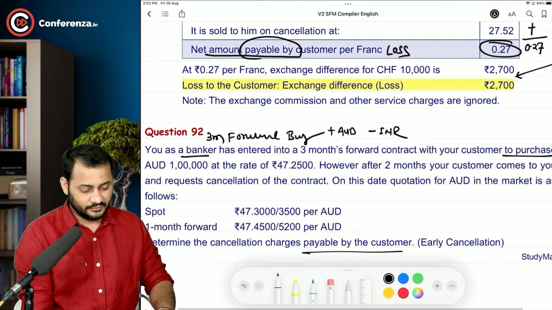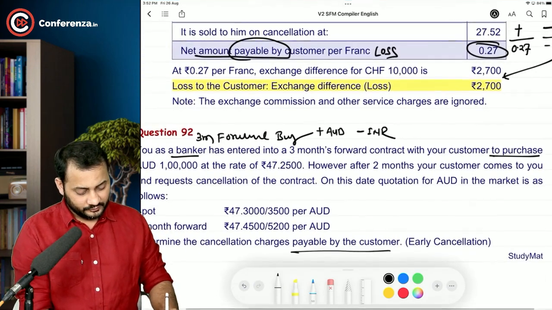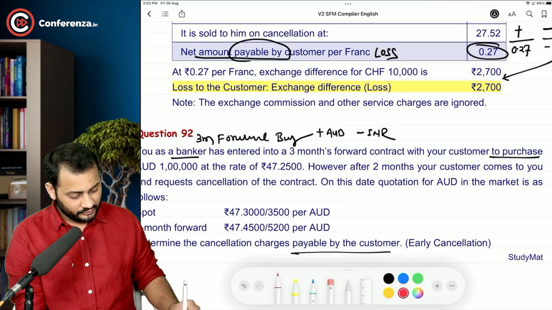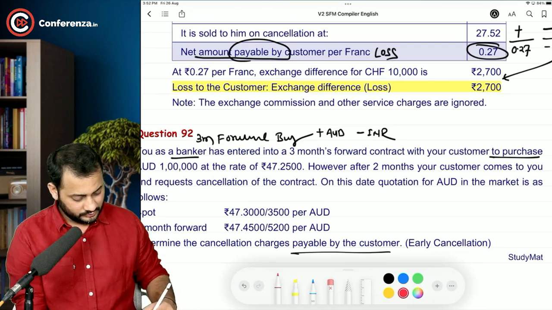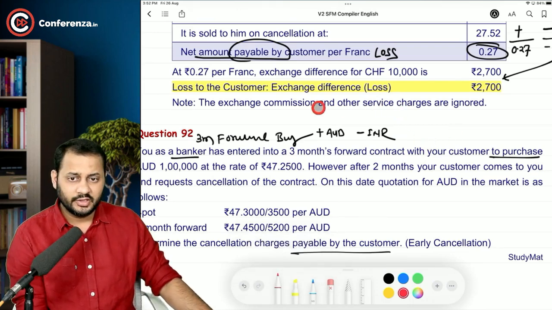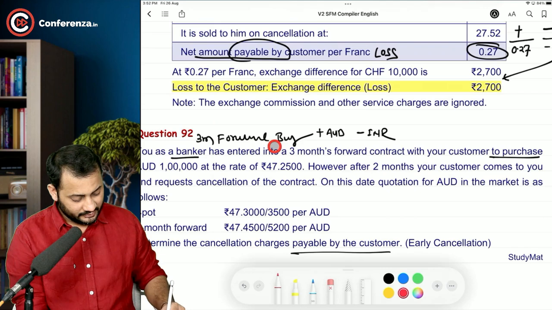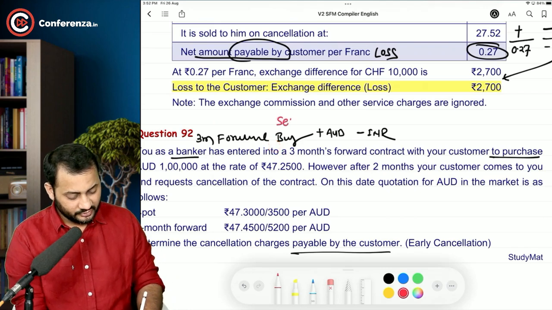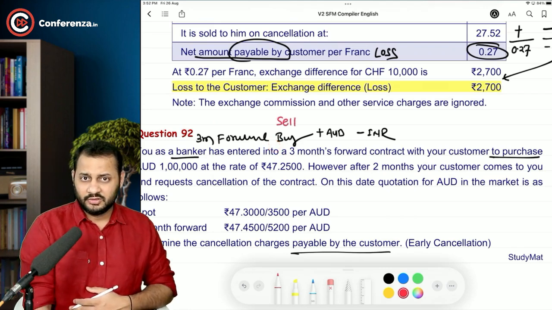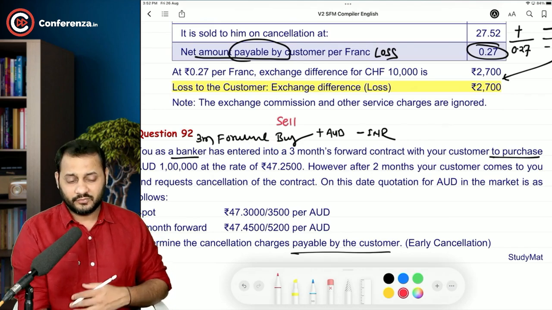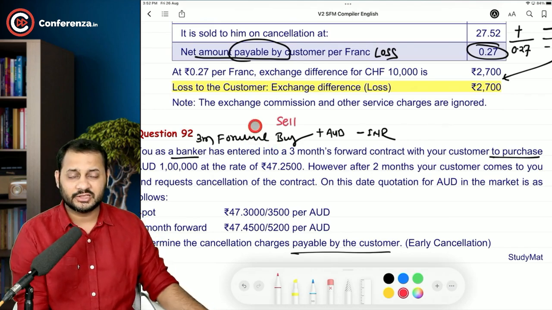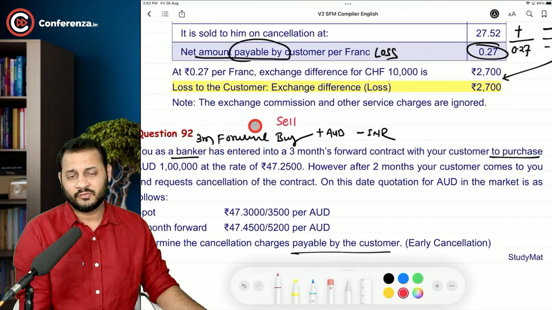It's very simple. From the bank's angle, bank had entered into 3-month forward buy contract. Now, in order to cancel it, the very first thing is, instead of buy, enter into a sale contract. Now you have to decide whether it should be a spot sell or forward sell.